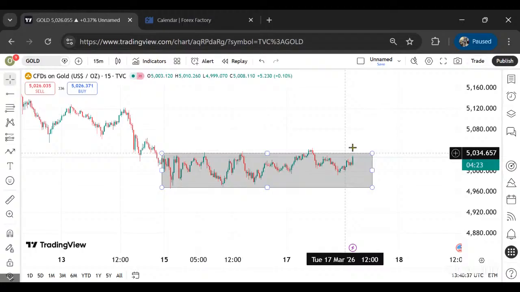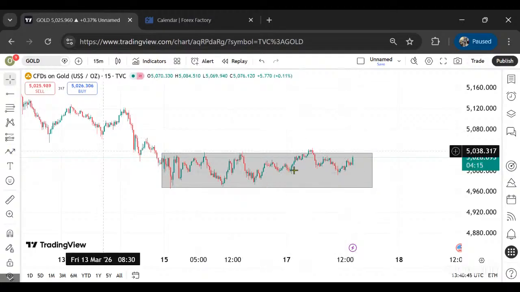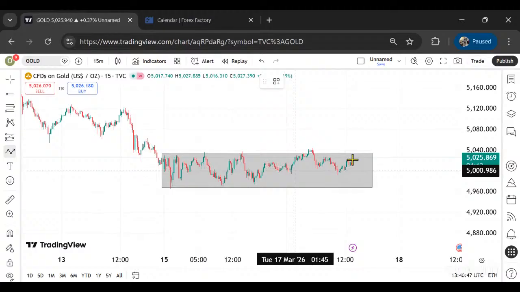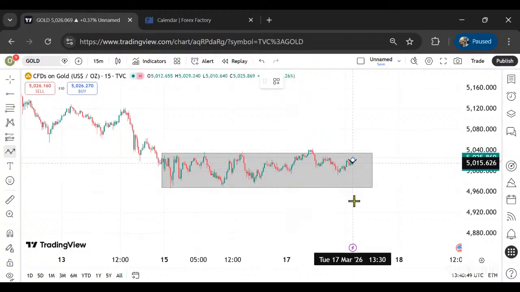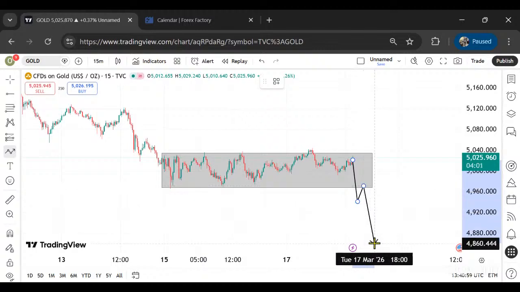I'm 70% sure that the market is going to be buying once it breaks this range. And if eventually the market comes down and breaks our low, then we expect the market to come back and touch our range and do what? And sell. So that's my analysis on gold.